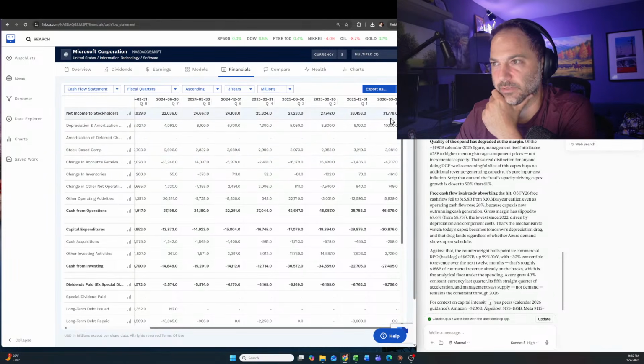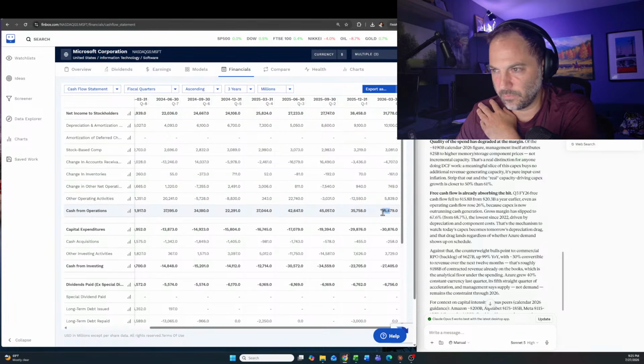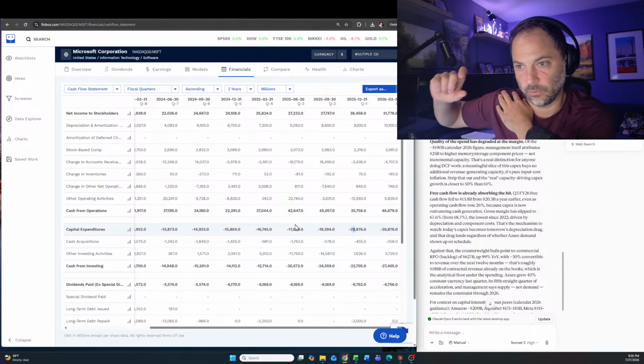It's tough to see, I apologize. I'll describe it to you. Very last quarter, March 31st for Microsoft, cash flow from operations 46 billion, CapEx 30 billion. So they still spent less than operating cash flow. Quarter before that 35 versus 30, quarter before that 45 versus 19, quarter before that 42 versus 17. So the delta is definitely shrinking as it goes out, getting closer and closer.